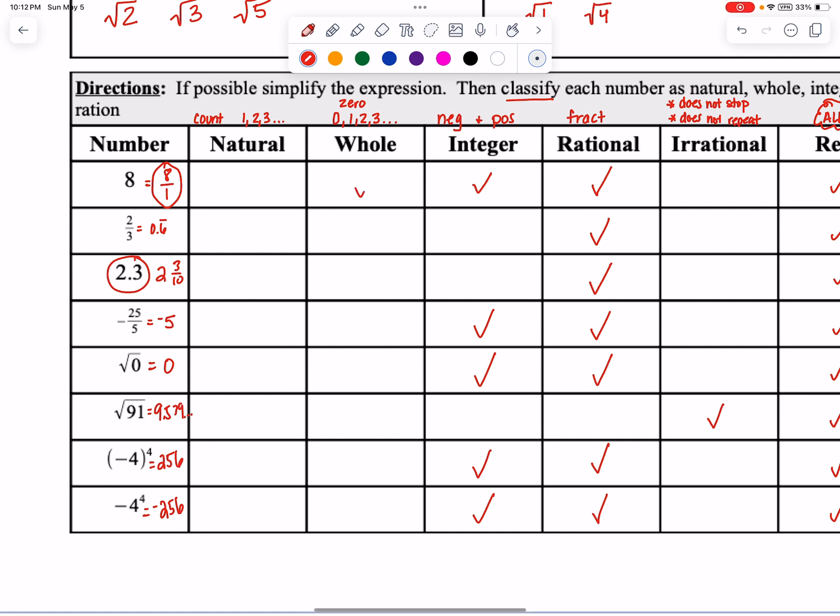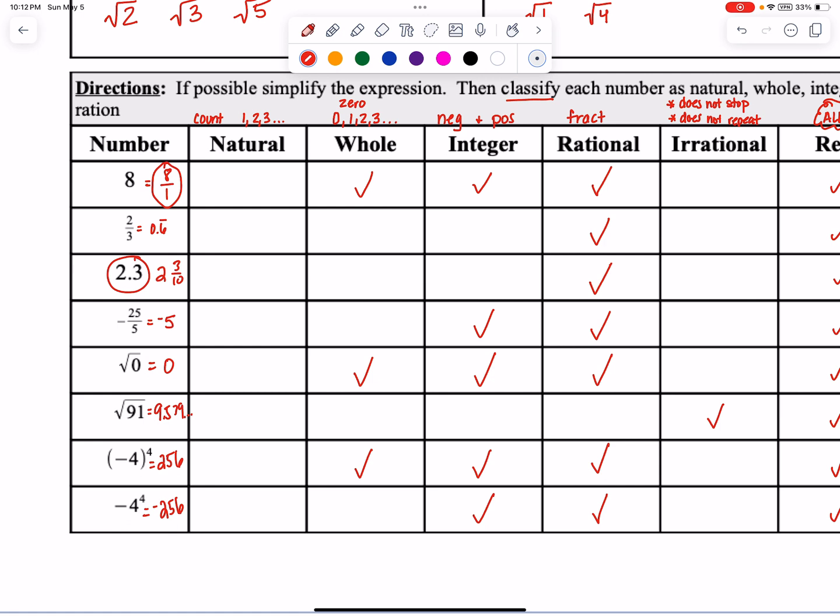So yep, 8, I'll say that if I do that. 2/3, nope. 2 3/10, nope. -5, will I say -5 if I start at 0 and count up? Nope. Will I say 0? Yes. Will I eventually say 256? Yes. Will I ever say -256 if I start at 0 and count up? No.